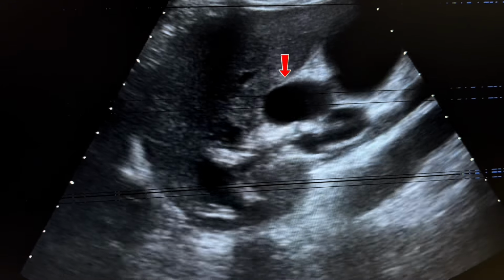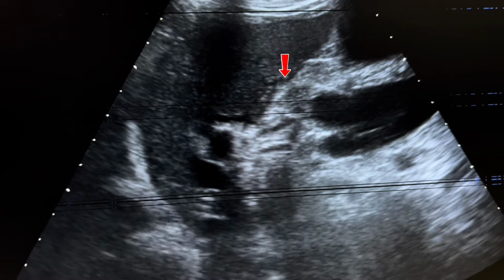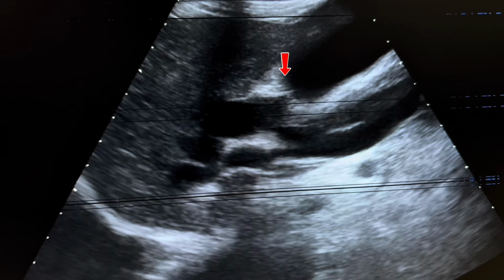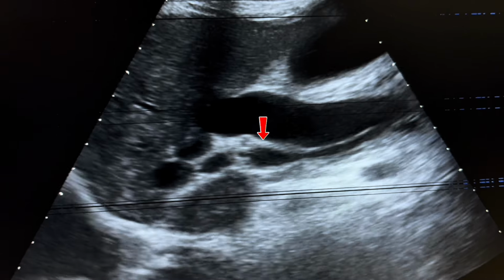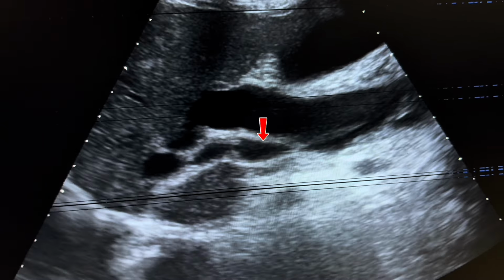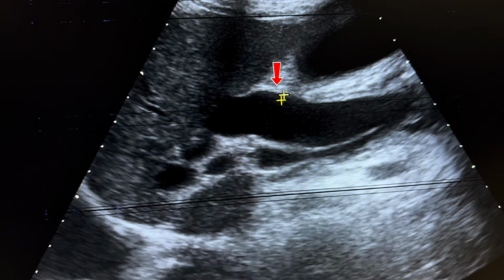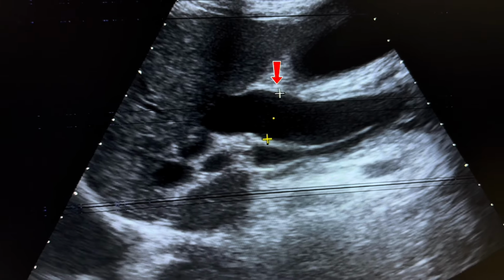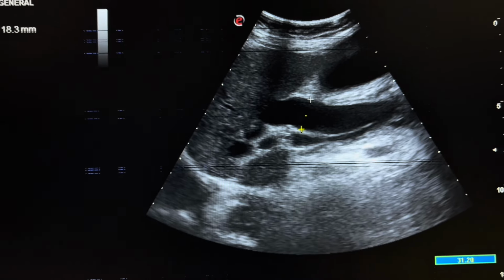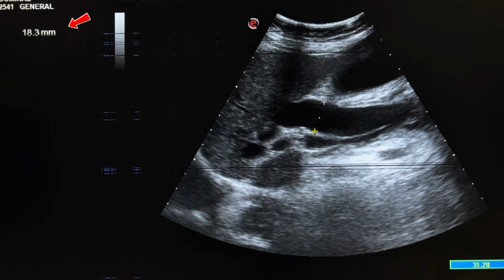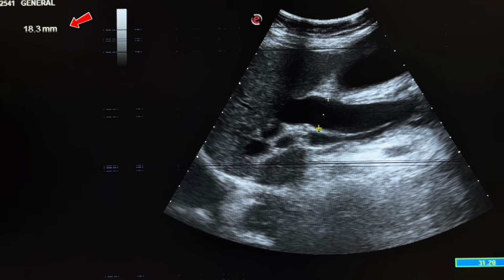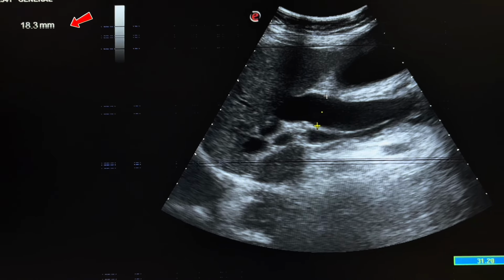Now we will scan the common bile duct. Here we see the common bile duct, which is dilated, and this is the portal vein, which appears to be normal in size. Now we will measure the diameter of the common bile duct. The common bile duct diameter is 18.3 millimeter, but the normal diameter is up to 6 to 8 millimeter.